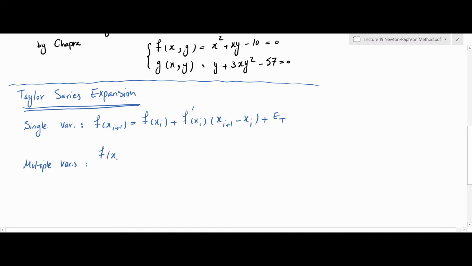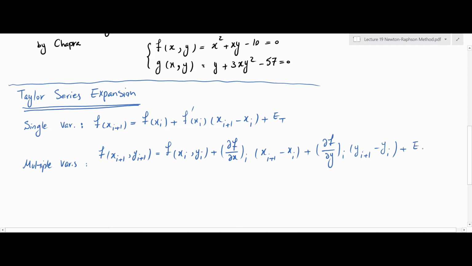So f at x i+1 and y i+1 is equal to f at x i and y i plus the derivative of f with respect to x, and this is also at x i and y i. So for simplicity, instead of writing x i and y i, I will just say derivative of f with respect to x at i, multiplied by x i+1 minus x i, plus the derivative of f with respect to y again at i multiplied by y i+1 minus y i. And then there is a truncation error. And I can do the same thing for function g.